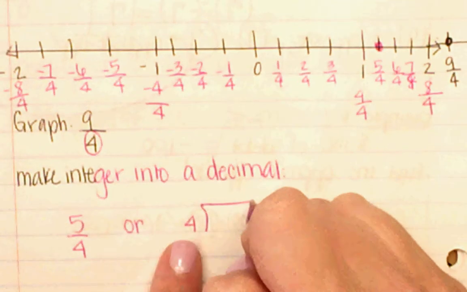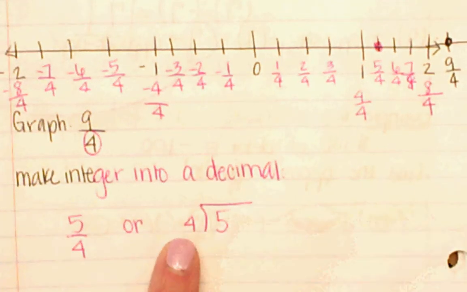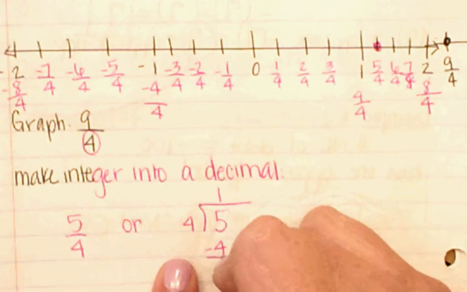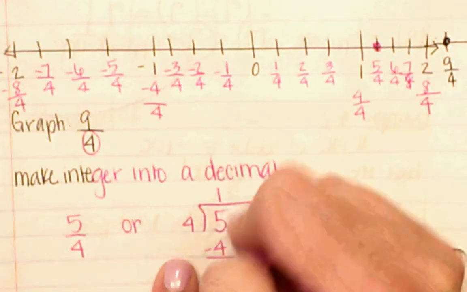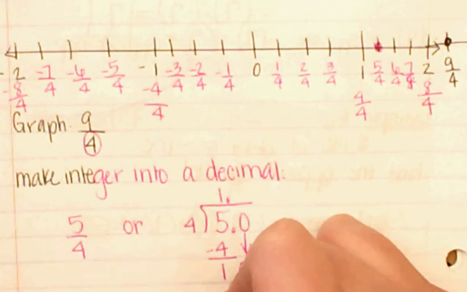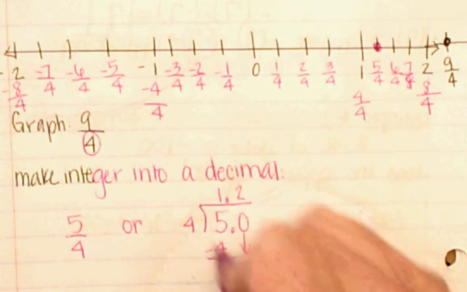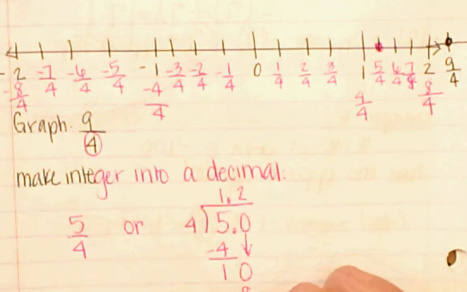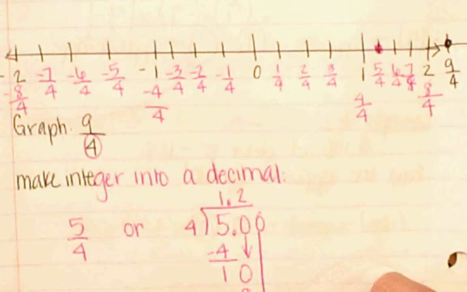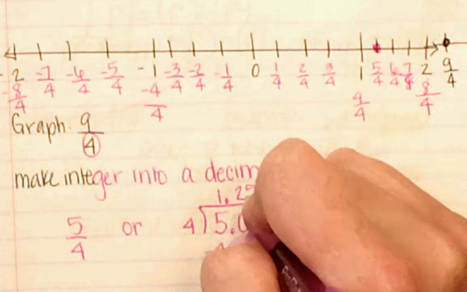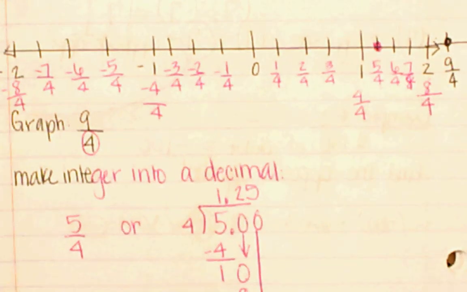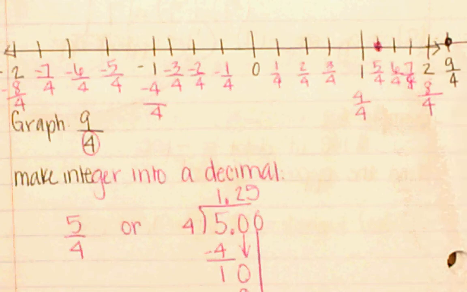4 outside of the door, 5 inside the house. 4 goes into 5 one time. 1 times 4 is 4. 5 minus 4 is 1. Make a decimal, add a 0. 4 goes into 10 2 times. 2 times 4 is 8. 10 minus 8 is 2. Add another 0 and drop. 4 goes into 20 5 times. So this is 5/4 or 1.25.